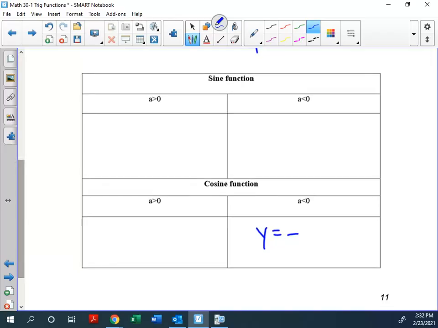What was my a value? 3. I'm representing this as cosine because it started at a minimum. I had a b value of 1. And there was no movement, so this was x. And my d value was 0, which I would never, ever write. So for me, the easiest representation is this for that graph. Do we understand why I chose negative cosine? It's that reflection.